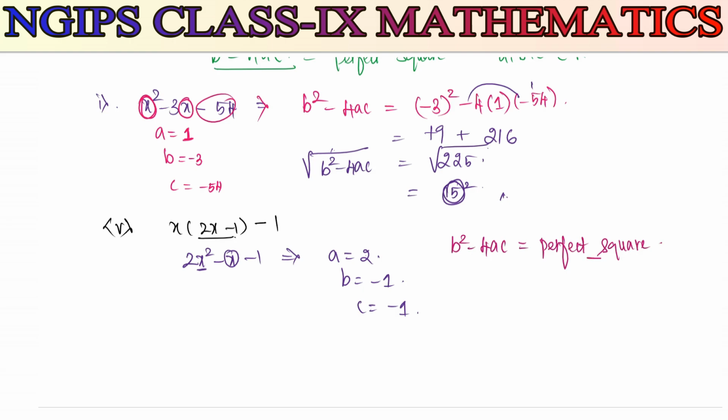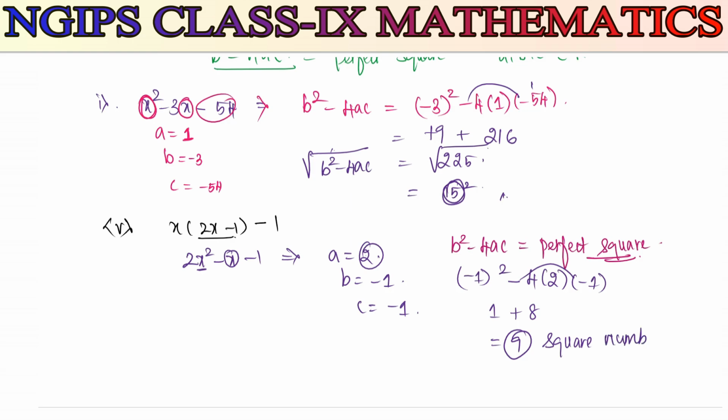or it should be a square value. Okay, b we have here, it is minus 1 whole square minus 4 into a value it is 2 into c value it is minus 1. So 1 square the value is 1, and minus into minus will be plus. 4 2s are 8. 8 into 1 it will be 8. So 8 plus 1 is 9. Is 9 a square number? Yes, it is a square value, square number. So it is a perfect square, so it is factorizable.